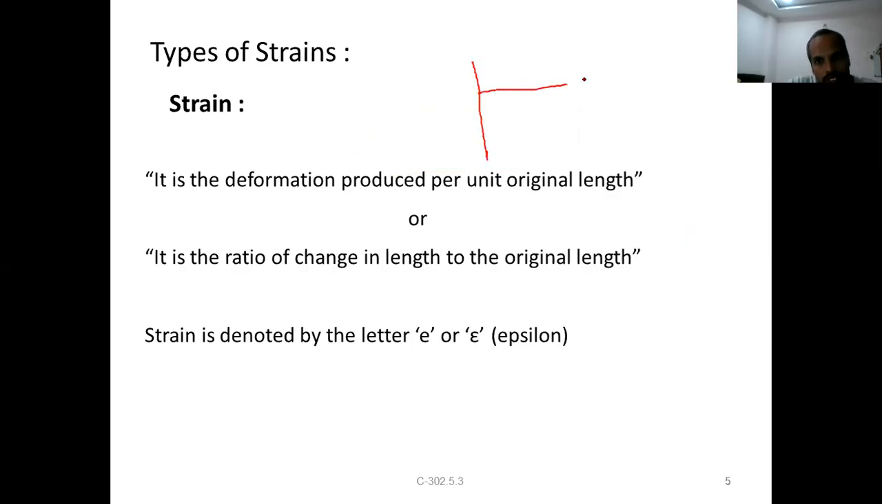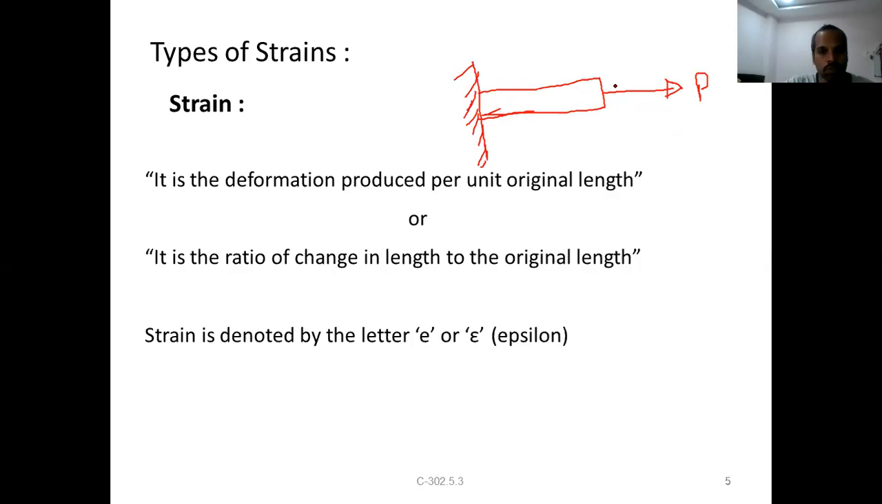Let us say this is one end. This member is fixed to this one by some arrangement, and it is acted upon by a load, let us say P. Due to this application of load, it is like a pull, which is nothing but tension. So due to this force, what happens? There will be a change in length.